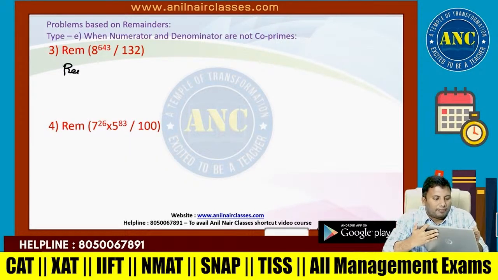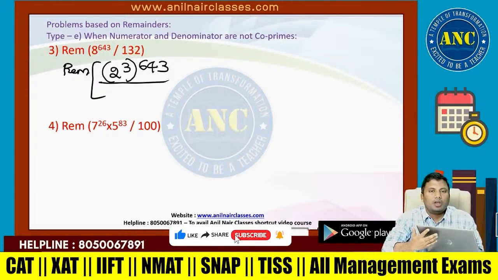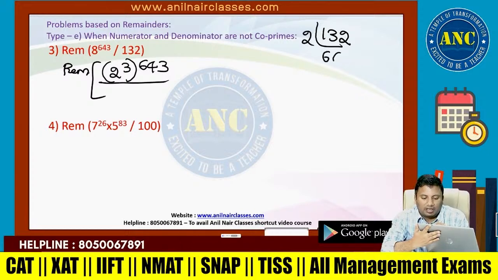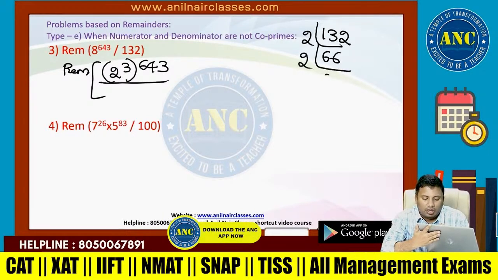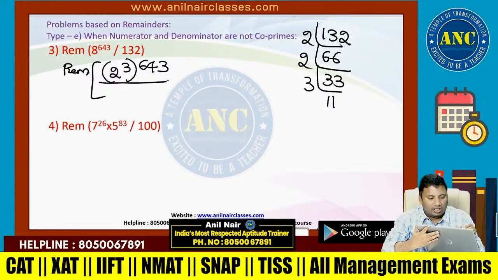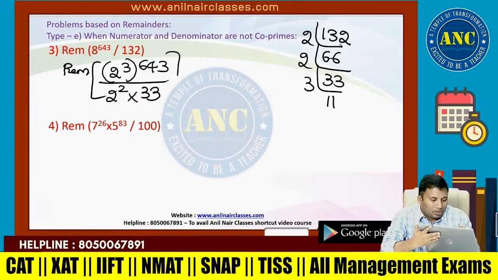Remainder 1. 8 power 643. 8 is nothing but 2 cube, so 2 cube power 643. 132, if I factorize it: 2 33s are 66, 3 11s are 33. So this is nothing but 2 square into 33. 4 33s are 132. So these are nothing but a remainder of 2 power 3 times 643, which is 1929.